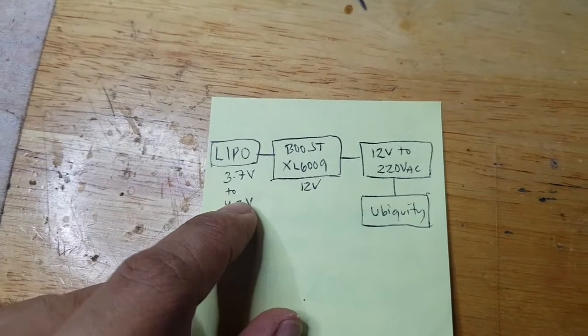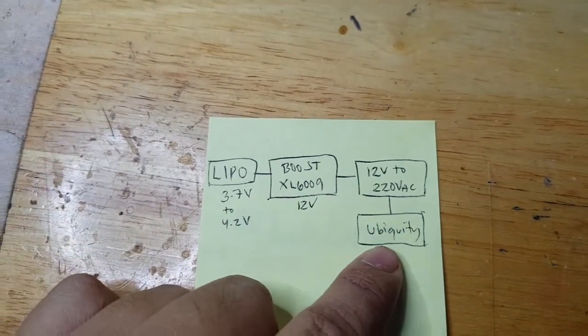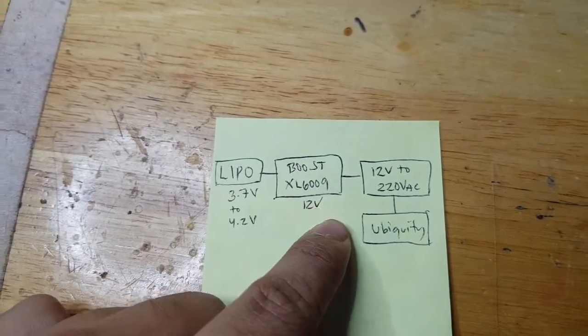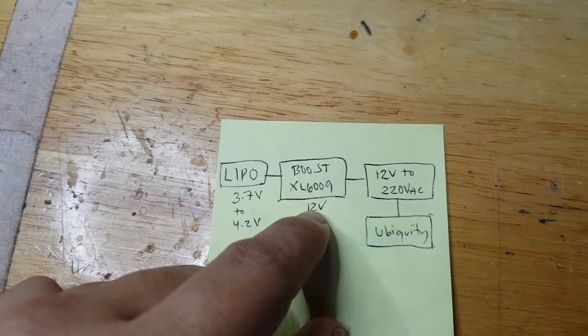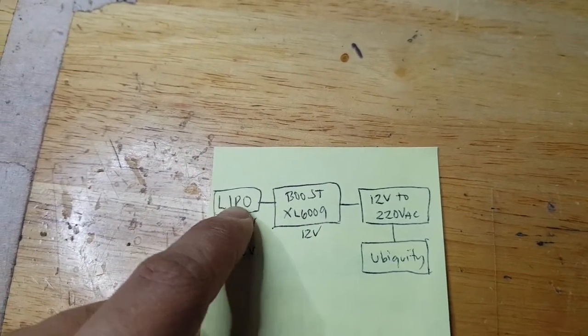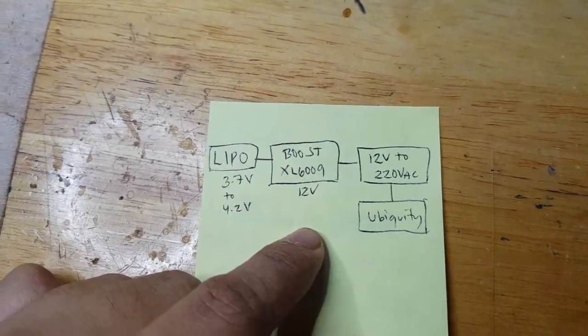When I tried this setup, the boost converter actually heats up because the Ubiquiti is drawing too much current from the LiPo, and the boost converter needs to produce that current coming from the LiPo battery, so it also heats up. So I have a new solution for that.